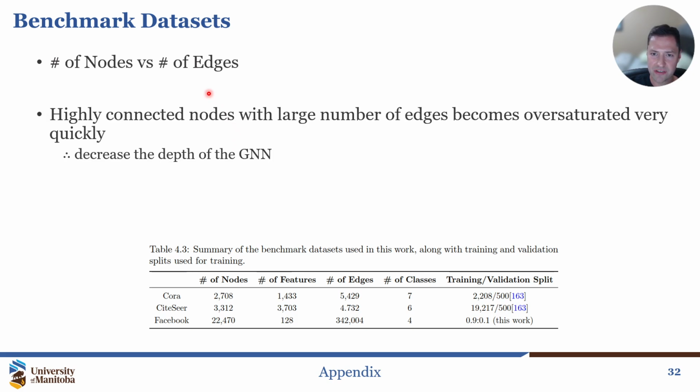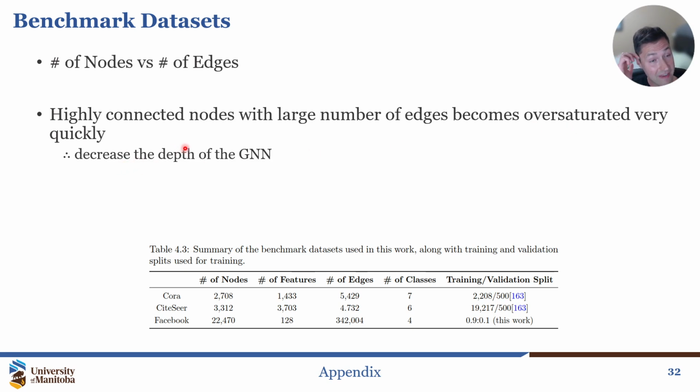Benchmark data sets. I'm actually just going to skip this because originally this wasn't included in the first presentation for the committee. So this is just to summarize that. What are the differences in benchmark data sets? Number of nodes, number of edges. Highly connected nodes, number of edges becomes oversaturated very quickly.